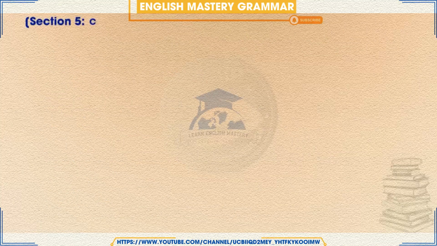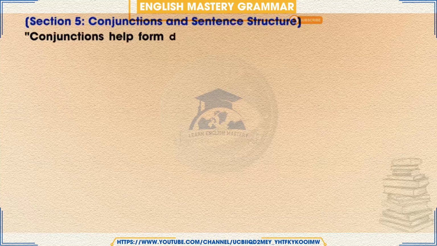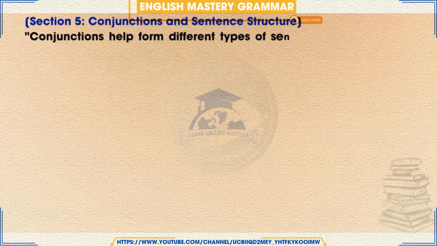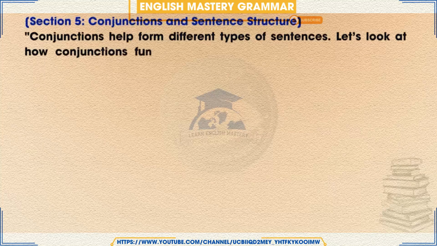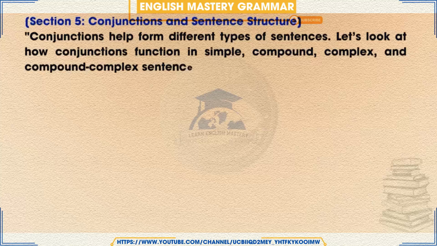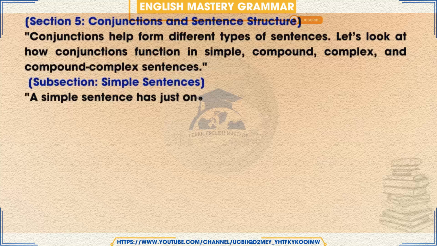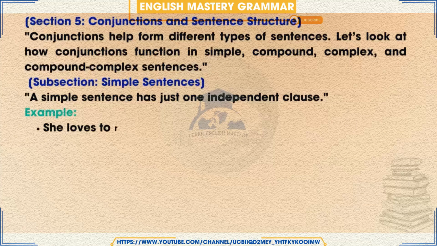Section 5. Conjunctions and sentence structure. Conjunctions help form different types of sentences. Let's look at how conjunctions function in simple, compound, complex, and compound-complex sentences. Subsection: Simple sentences. A simple sentence has just one independent clause. Example: She loves to read.